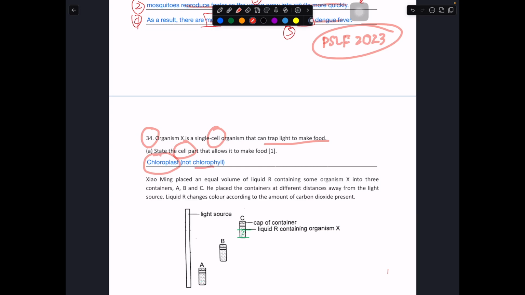Okay, not chlorophyll. Chlorophyll is actually the part inside the chloroplast. So they are talking about a major cell part, right? It should be chloroplast instead of chlorophyll. Chloroplast will be the more accurate one as compared to chlorophyll.